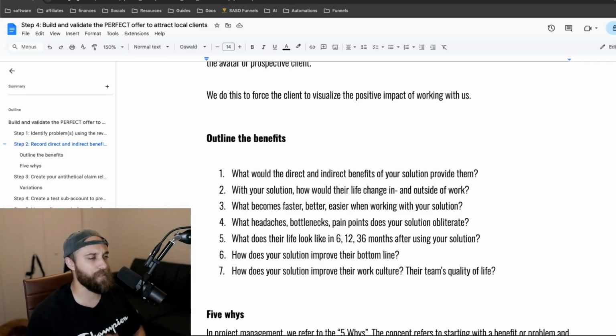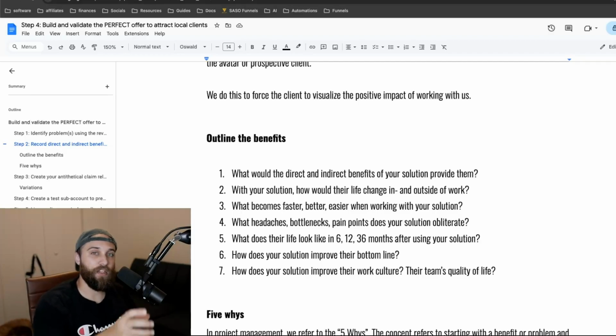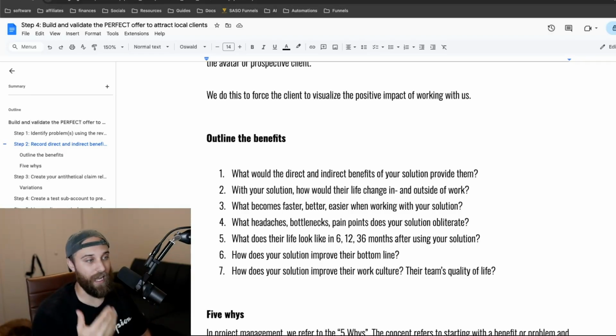Number 3, what becomes faster, better, easier when they're using your solution, right? If your solution is not making their life faster, better, and easier, then the solution doesn't make sense, right? And if you're trying to force them into it, then you're missing the point of what I'm trying to show you, which is don't force them into what you want, rather build what they need and they're going to pay for it, right? We covered that in the previous training.